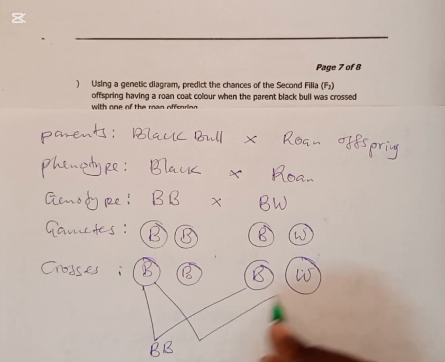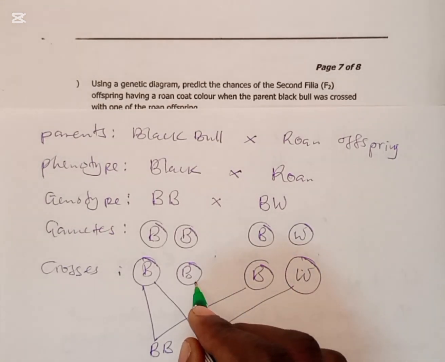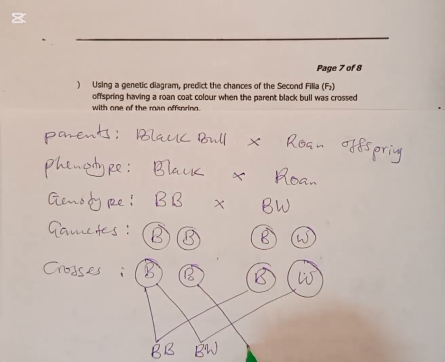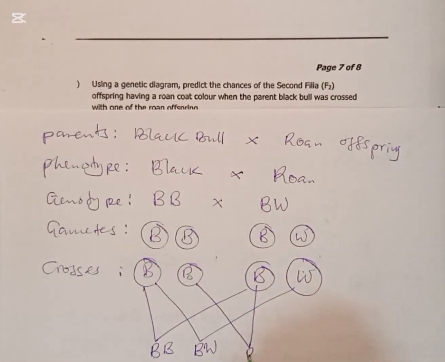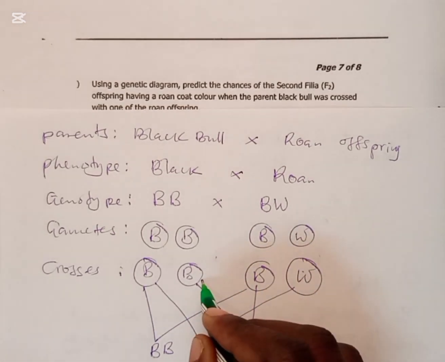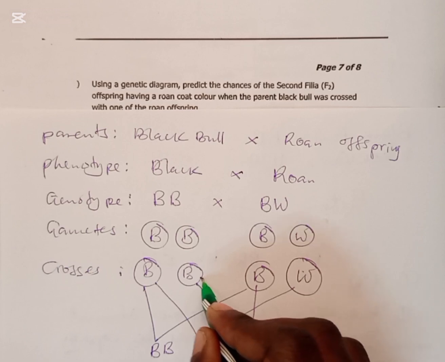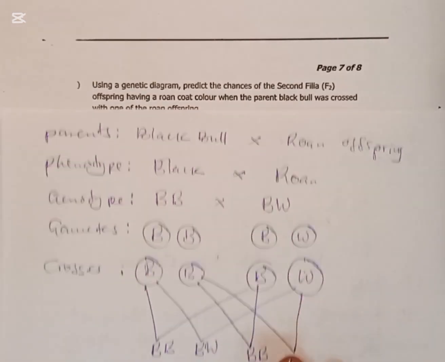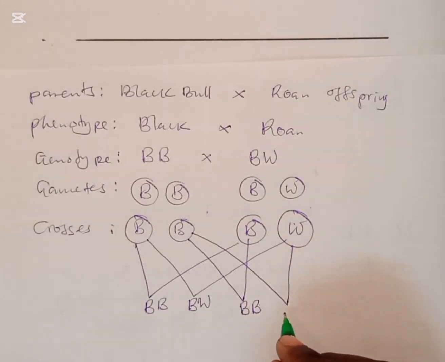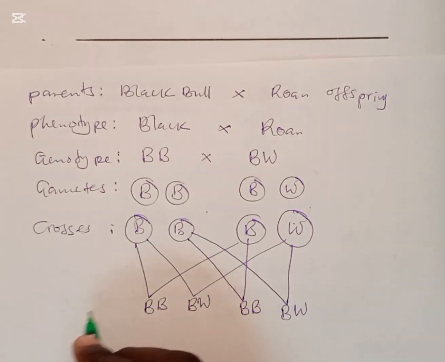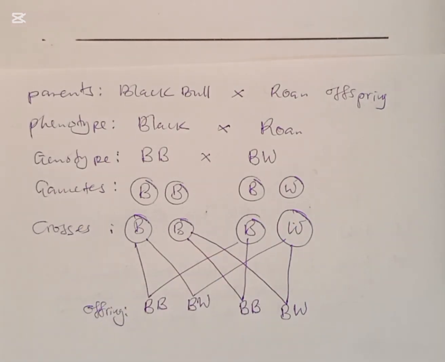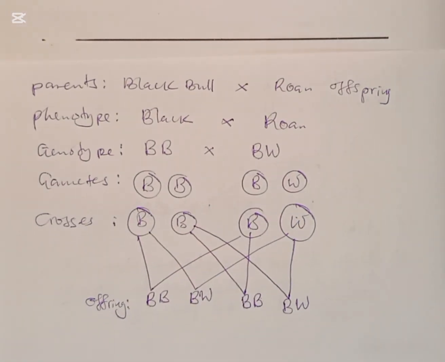This is going to be crossed with this. You're going to have capital B, capital W. You're going to have B again being crossed with B. You're going to have capital B, capital B. And then you're going to have B, the same B, crossed with W. You're going to have capital B, capital W. So these are the offspring that you have obtained.